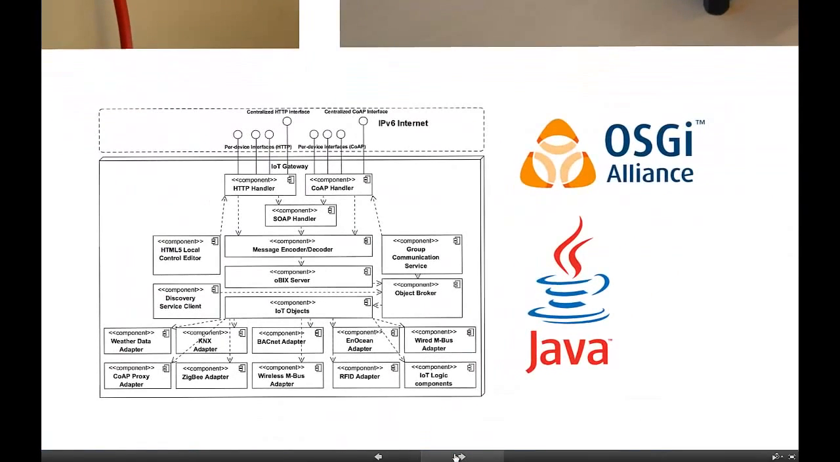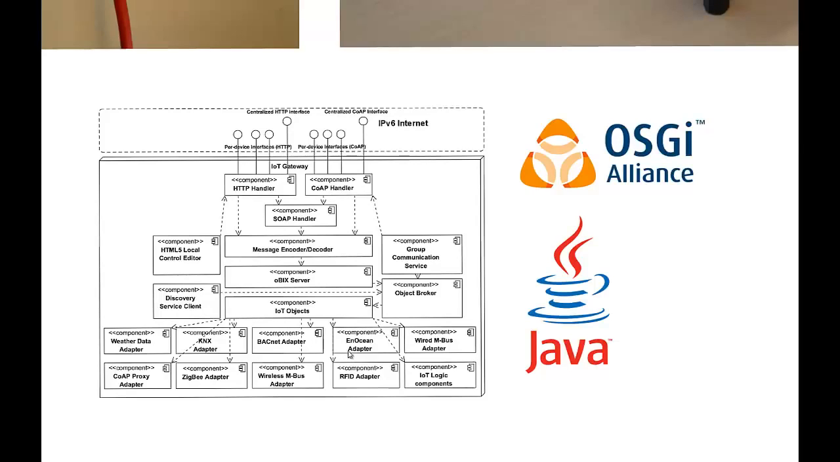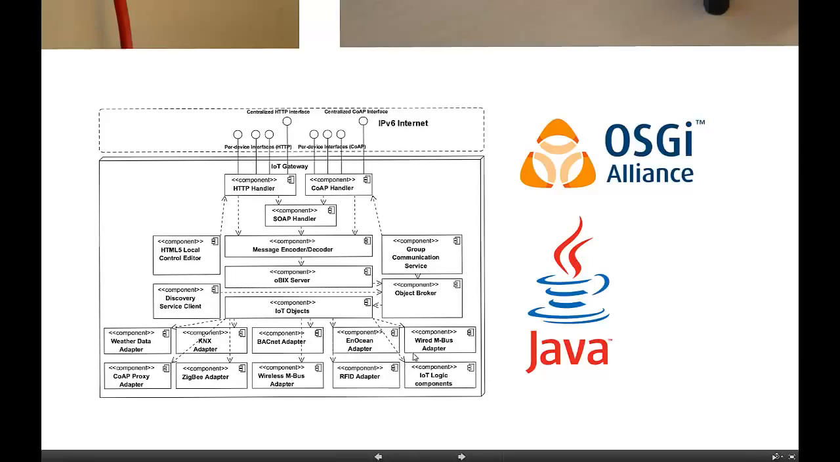The gateway uses Java based on the OSGi framework for a modular and component-oriented design, and there are protocol bundles for all the different technologies integrated, and an oBIX server that provides the different HTTP and CoAP interfaces. Further, the gateway ships with an HTML5 user interface directly on the gateway, and also the group communication service and some discovery services are implemented on the gateway.